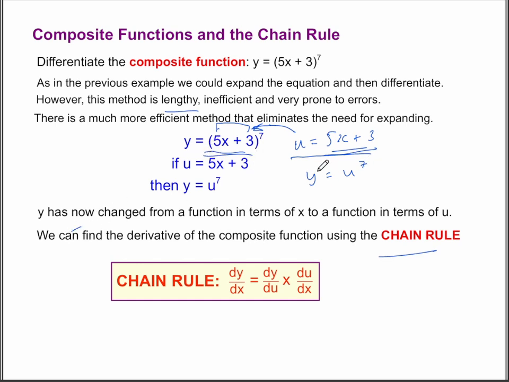Then y has changed to a function in terms of u. And we also have a function u, which is in terms of x. Then to derive, we will just multiply the two so that this du and this du cancel out. We remain with dy over dx. So we'll derive this and then multiply it by the derivative of this right here to get our final answer that we want. Obviously, after then changing back into x terms.